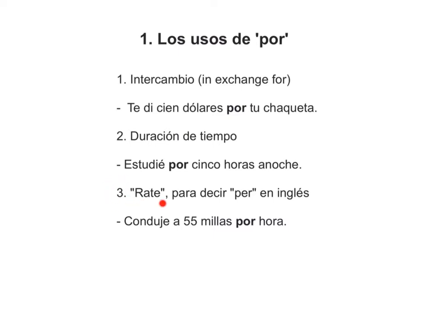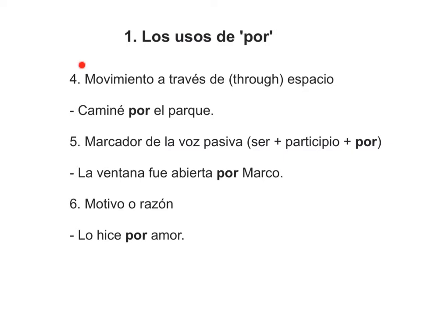Número 3, tenemos en inglés la idea de rate, o para decir per en inglés. El ejemplo, conduje a 55 millas por hora. I drove at 55 miles per hour. El uso número 4 de por es el movimiento a través de espacio, movement through space. So, por ejemplo, decimos caminé por el parque, I walked through the park.